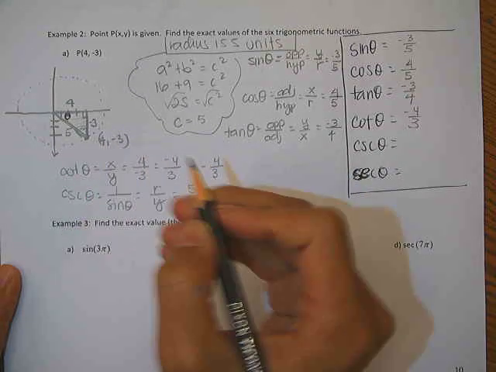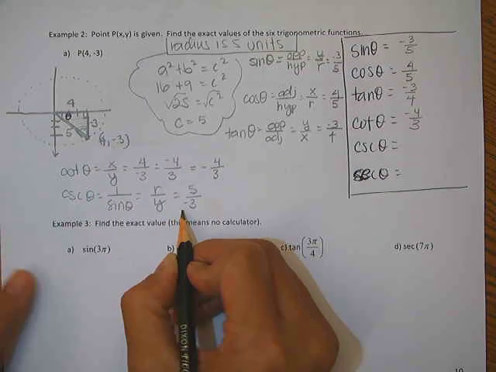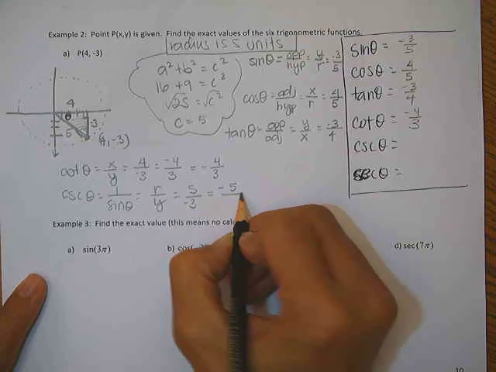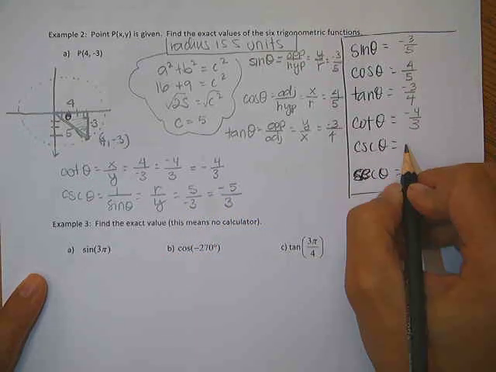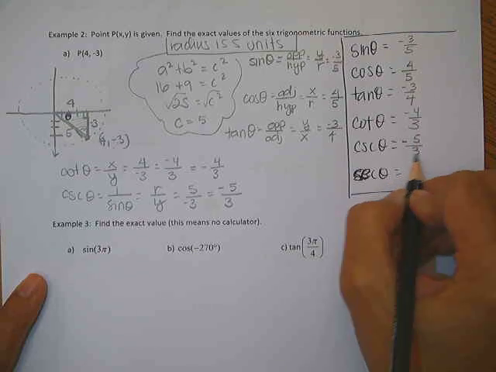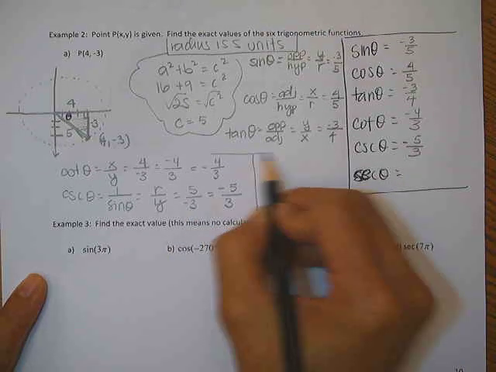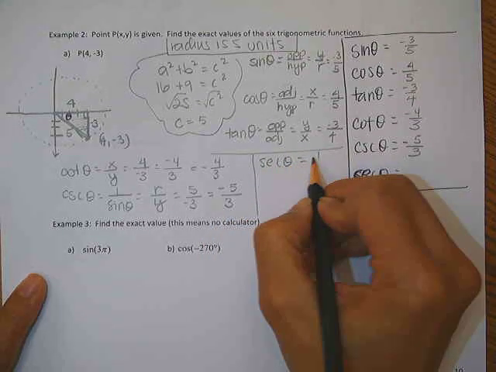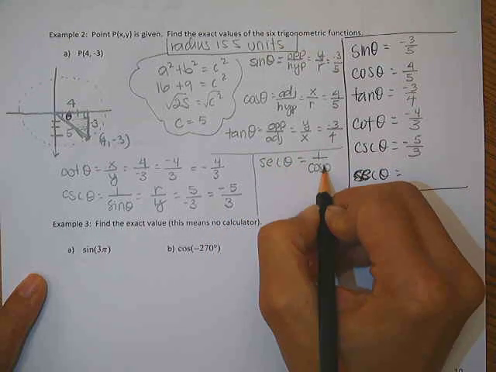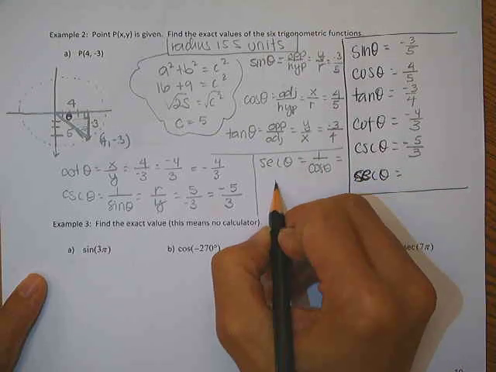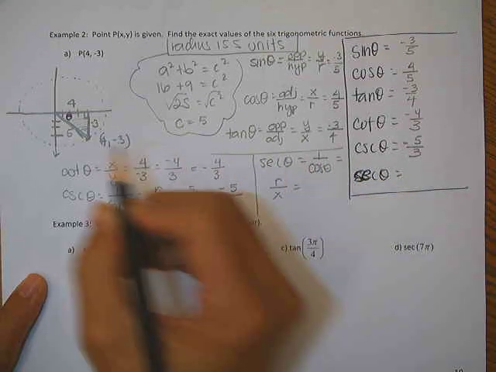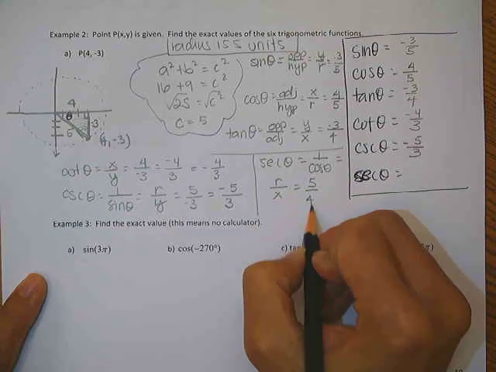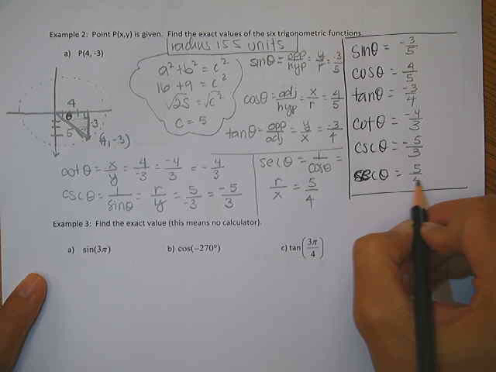Your y value is negative 3. And again, negative on the denominator looks unattractive, so we're just going to move it on the top. So that's going to be negative 5 over 3. Then I have the last piece, which is secant of theta, the reciprocal function of cosine, which is really r over x. Your radius is 5. X is a positive 4. So therefore, my answer is 5 over 4.